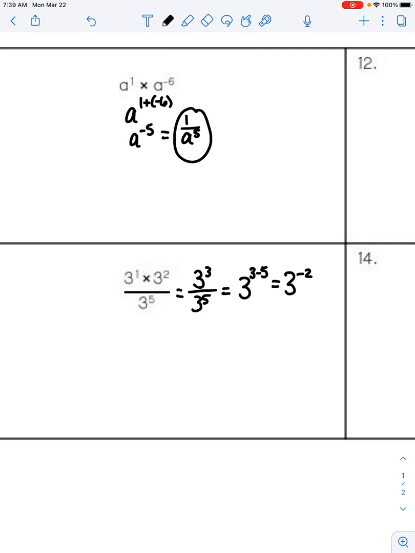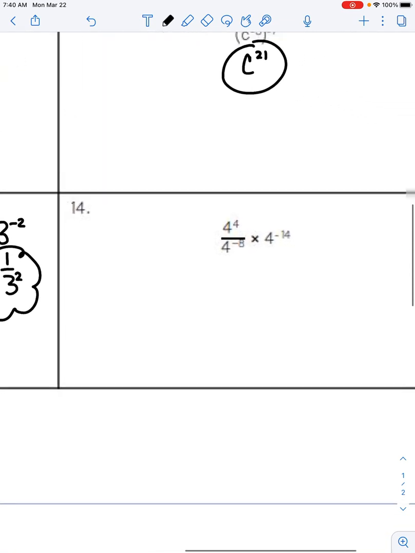Well, we don't want negative exponents in our answer, so take the reciprocal of the base. So 3 becomes 1/3, that's the reciprocal. And to make it positive, the exponent you put positive 2. So your final answer should be 1 over 3 to the 2nd power.